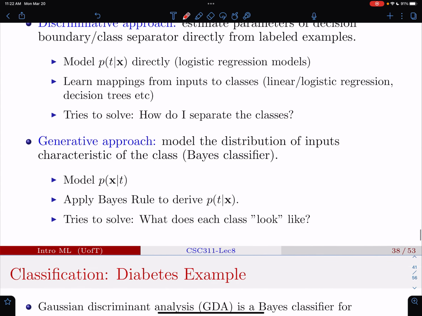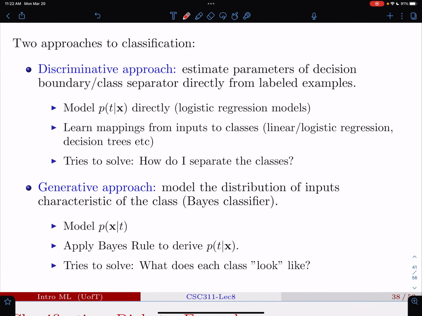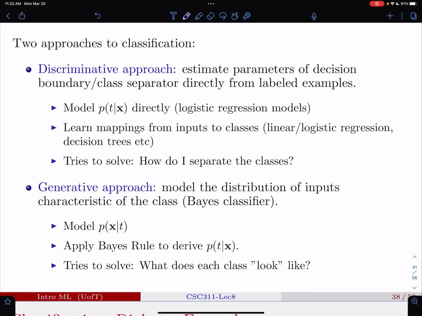So the difference with this new generative approach is that rather than just trying to find the decision boundary directly, we take two steps. The first step is we find the distribution for a given class, and then we apply Bayes' rule to get the actual probability a new point is in a specific class. Throughout this, we'll focus on binary classification, just because the math is a little bit cleaner.